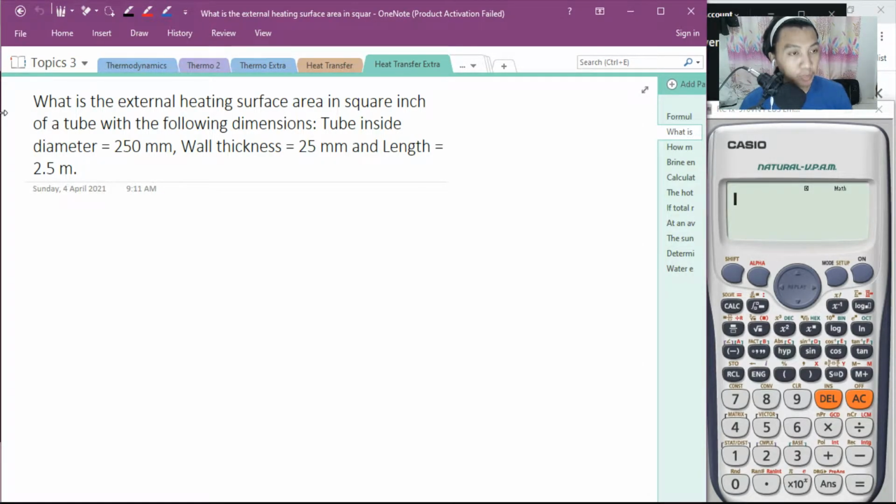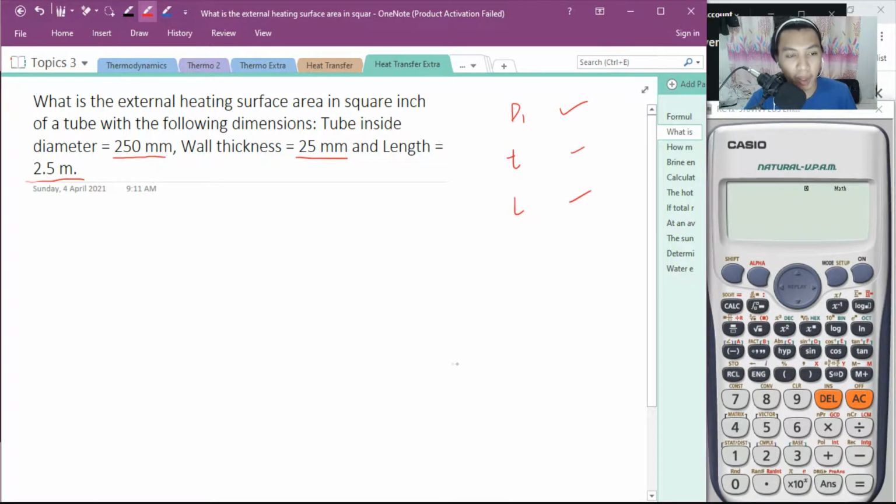So, number 1, what is the external heating surface area in square inch of a tube with the following dimensions? The tube inside diameter is 250 millimeters. The wall thickness is 25 millimeters. And then the length is 2.5 meters. So, ano ba ang measurement nito? Okay. You are given DI. Check. You are given a thickness. And then you are given a length.